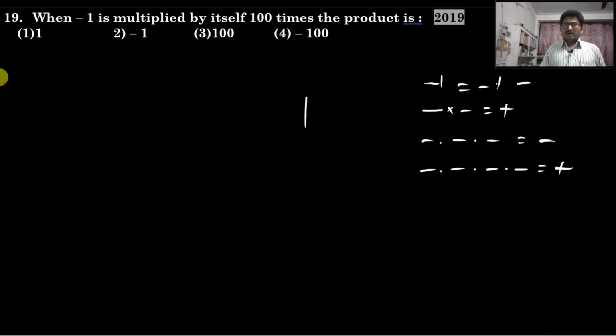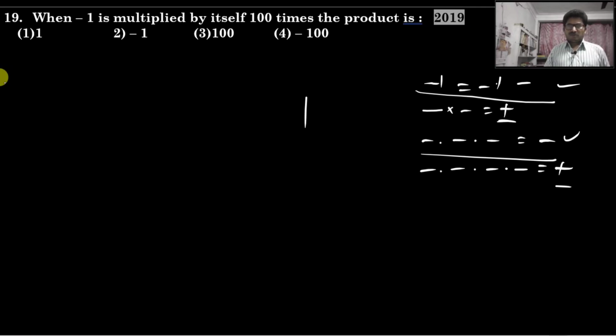If there are an odd number of times, we get minus. 1, 3, we got minus. If there is an even number of times, we get plus. So that's why, as we are multiplying minus 1 100 times, we get plus 1. Option 1.